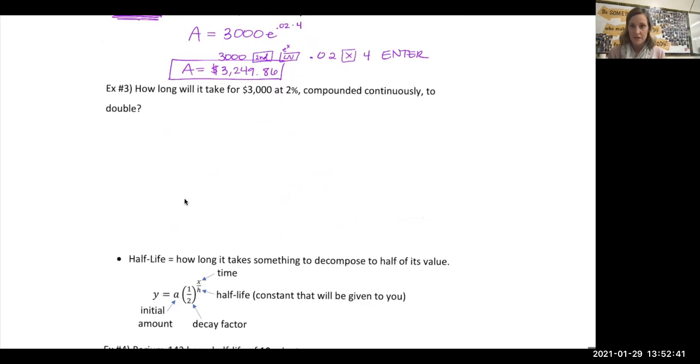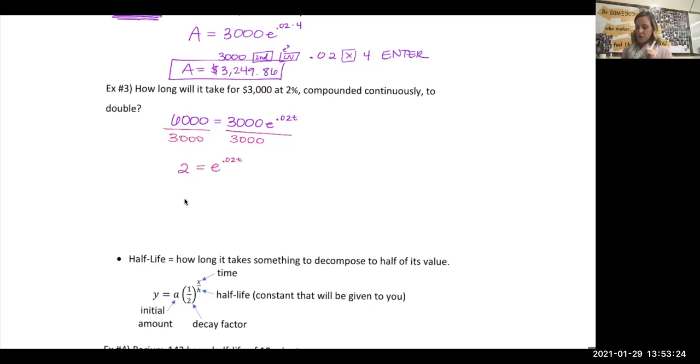If we started with 3,000, the amount that would double is 6,000, right? So we would say 6,000, because that would be doubling it, should equal 3,000 P times e to the r, 0.02 is our rate, and t is our time. Okay, we don't know what that's going to be. So I would first simplify this a little bit. I would divide by 3,000 on both sides because we're trying to figure out what t is here. So we get 2 equals e to the 0.02t.